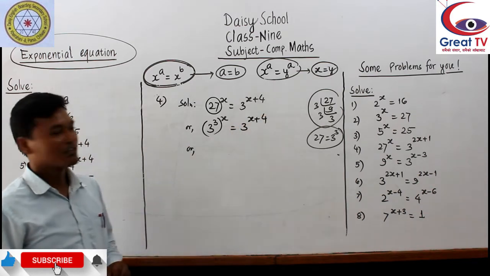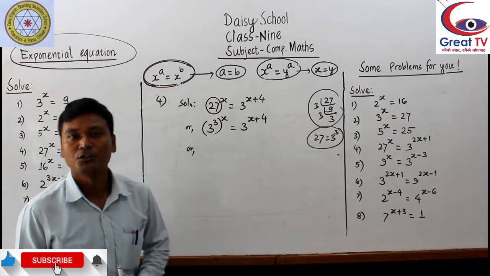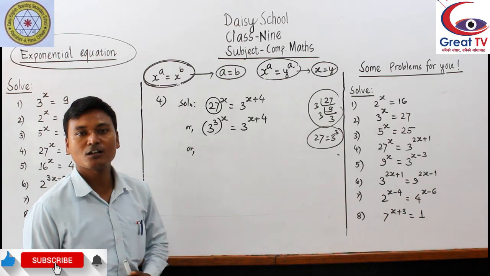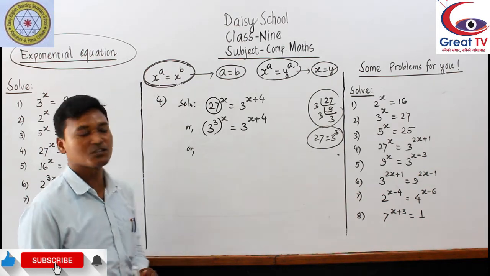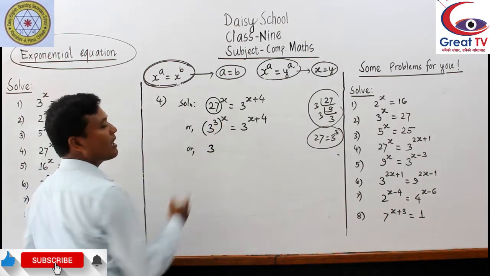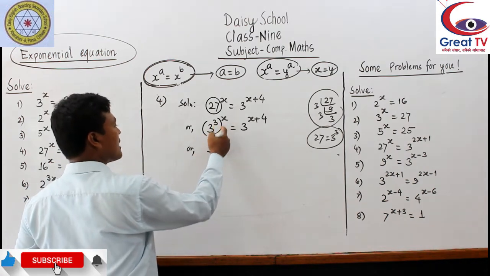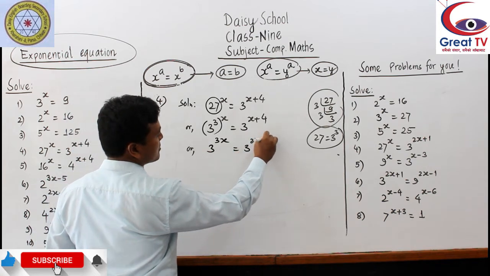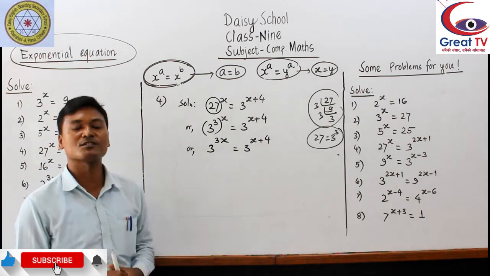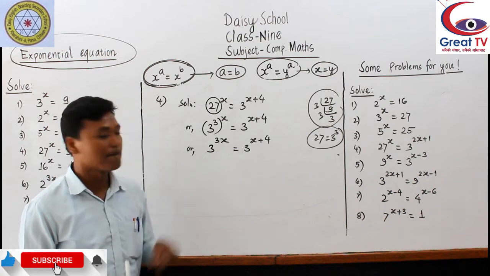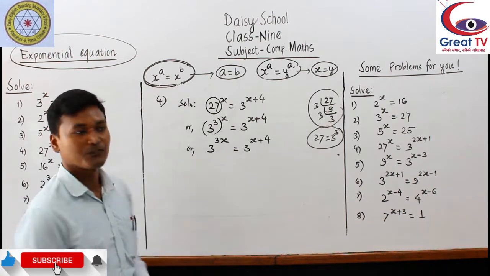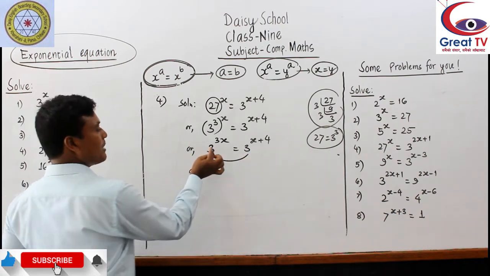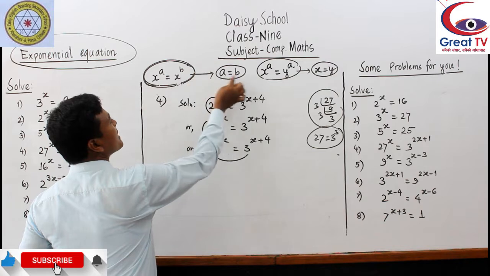Well, after this, as I have already told you, you should know the concept of laws of indices. So 3 to the power, here let us use the power of a power. The powers are multiplied, 3 times x. 3x equals 3 to the power x plus 4. Then you can solve easily because the bases became same now. If the bases are same, the powers are always equal.